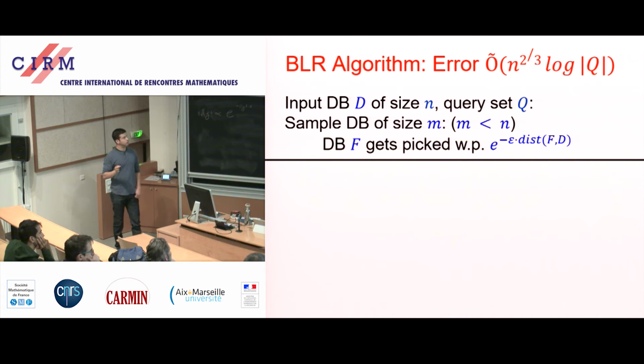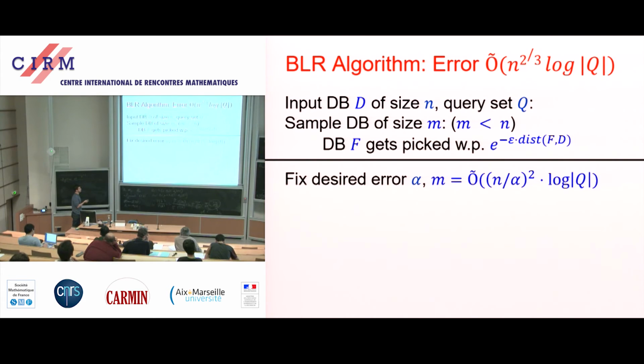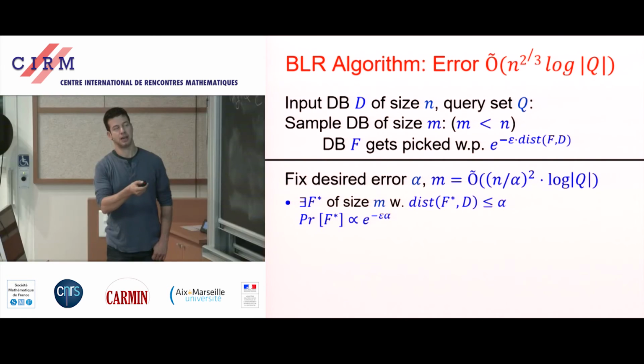Okay. So why does this algorithm have small error? Fix any desired additive error that we want, and let's look at data sets of this size, n to the n over alpha squared times log q. So once we fix this size, the smaller error we want, the bigger the m that we'll need to deal with.